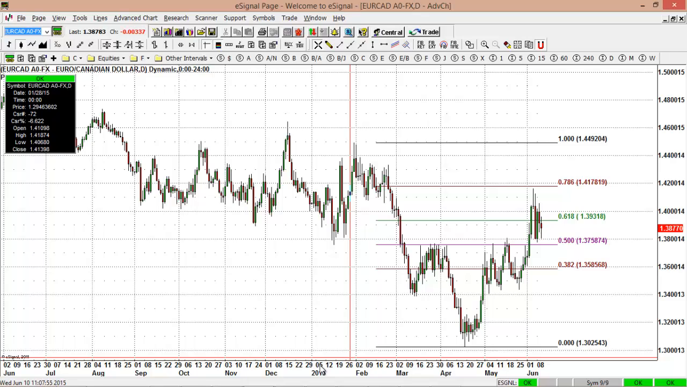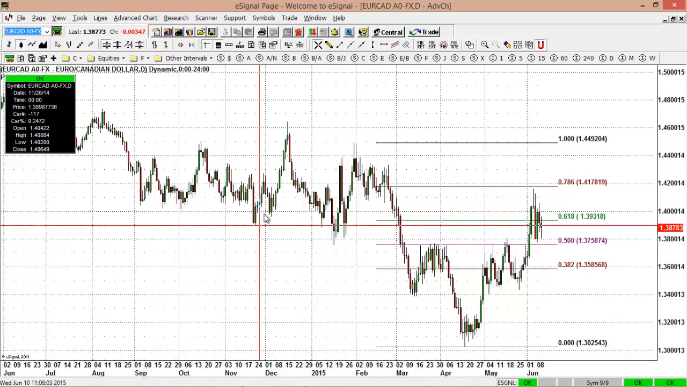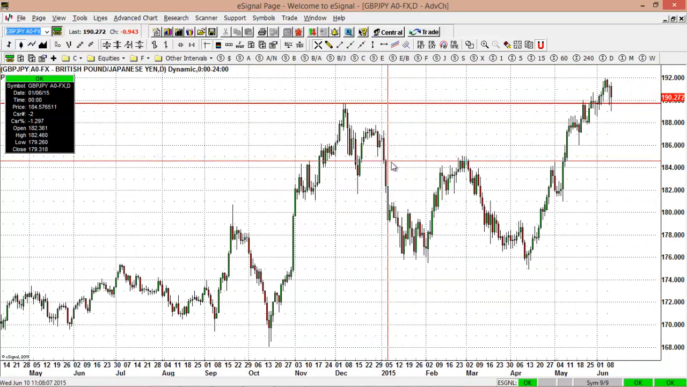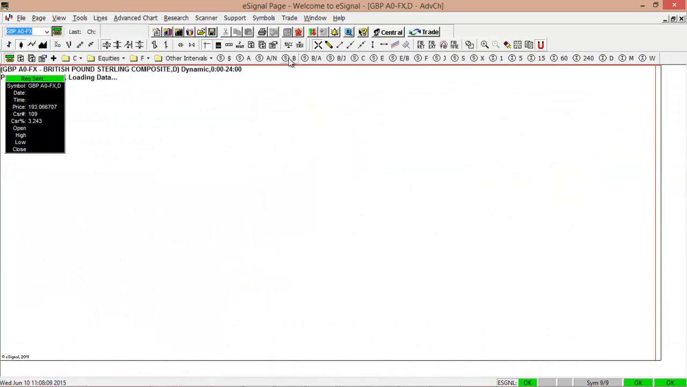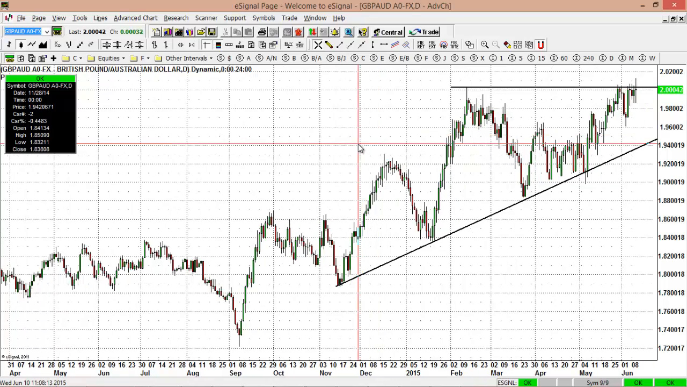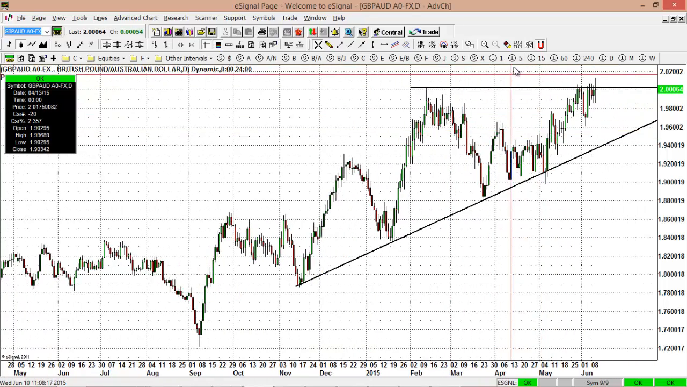And I just went over a couple multi-pip moves that I'm looking for in the markets coming up. Just like how I called the British pound Japanese yen, and I called the British pound Australian dollar. These setups are looking similar to these setups here, and we could be in for some strong pip movements over the next couple of months.